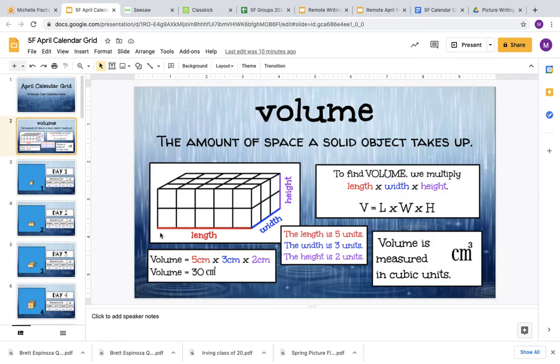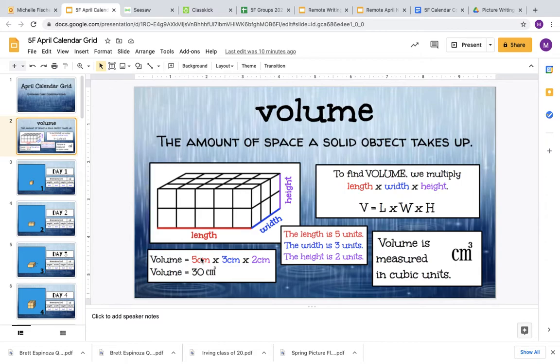When we have cubes, we are looking at the length, which is going across. So in this case, the length is 5 units. 1, 2, 3, 4, 5. Then we look at our width, which is how wide the object is. In this case, it would be 3 units. 1, 2, 3. And then last but not least, we need our height, which is how tall our unit is. And in this case, it is 2 units.